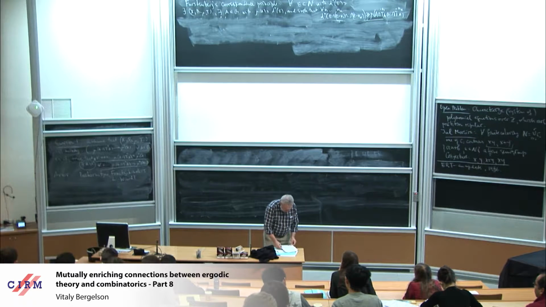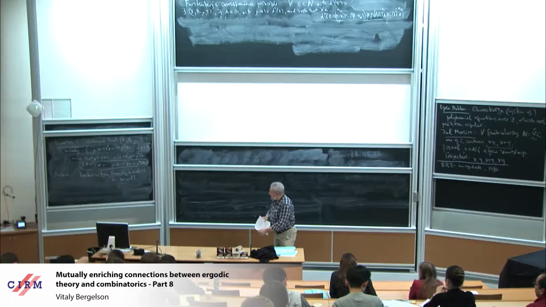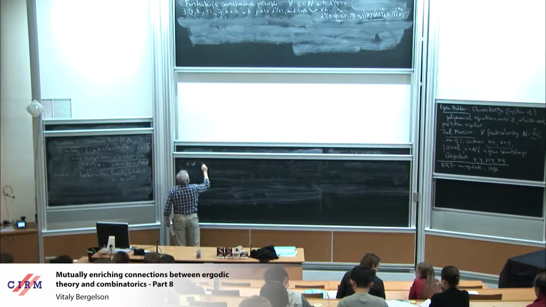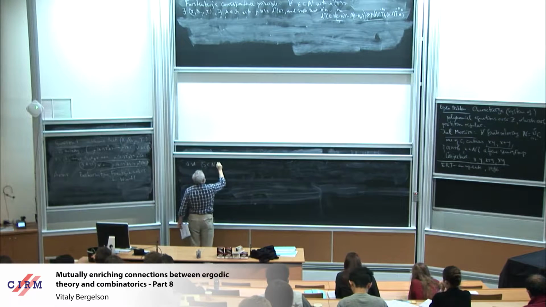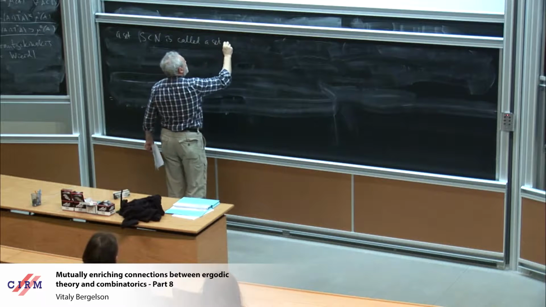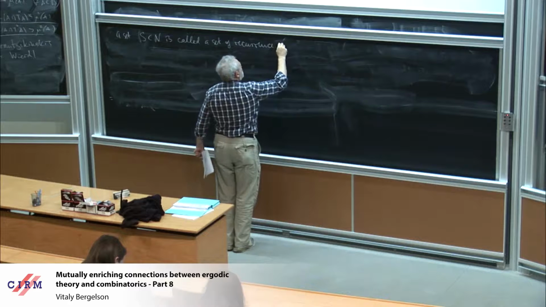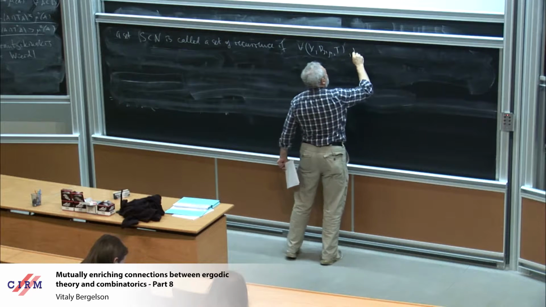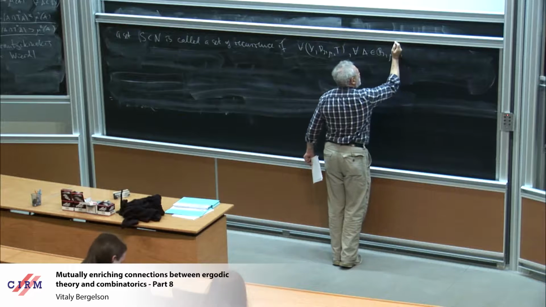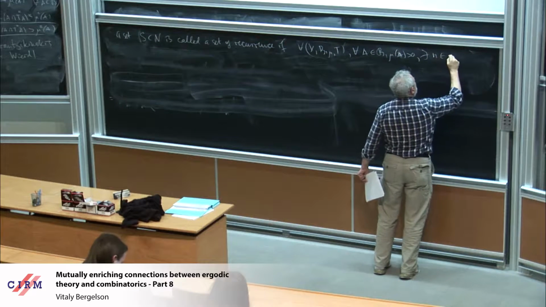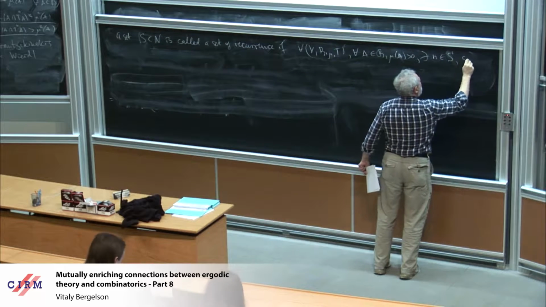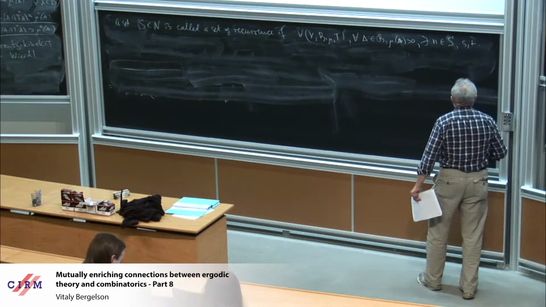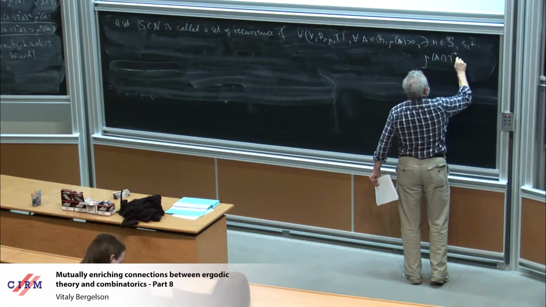The second question was, and here I want to spend a little bit of time. A set S in N is called a set of recurrence if for any (X, B, mu, T), for any A of positive measure, there exists n in S such that the measure of A intersect T^{-n} A is positive.